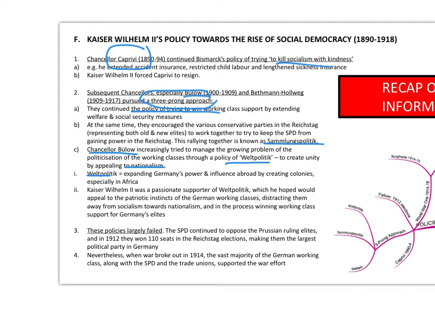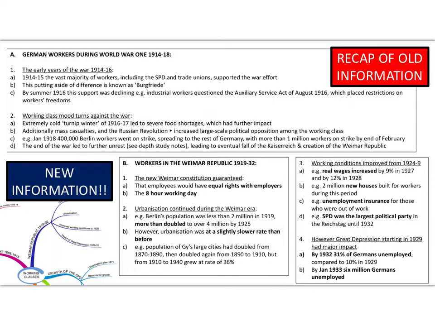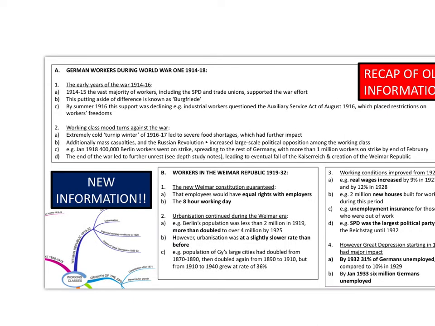And again, that's an important concept, and particularly Kaiser Wilhelm II, because he loved naval building, etc., and he was a passionate supporter of Weltpolitik. But again, all of those policies ultimately didn't really work, and the proof was in the pudding in the 1912 elections when the SPD won 110 seats. Okay, but nevertheless, when the war broke out in 1914, remember Burgfrieden, all the social classes on the whole rallied behind the war, and the SPD called upon the working classes to support the war, and generally speaking, they did.